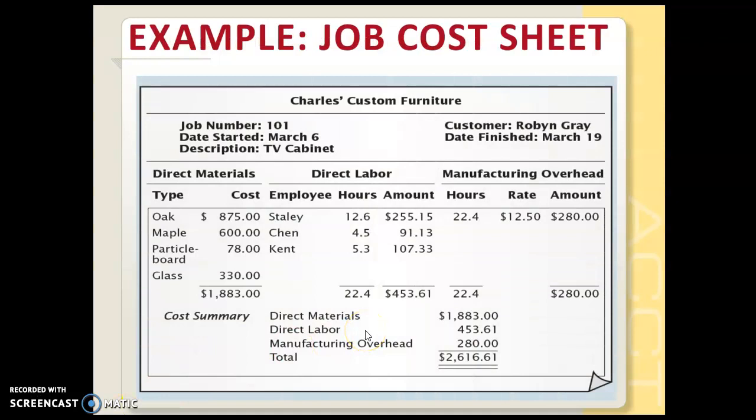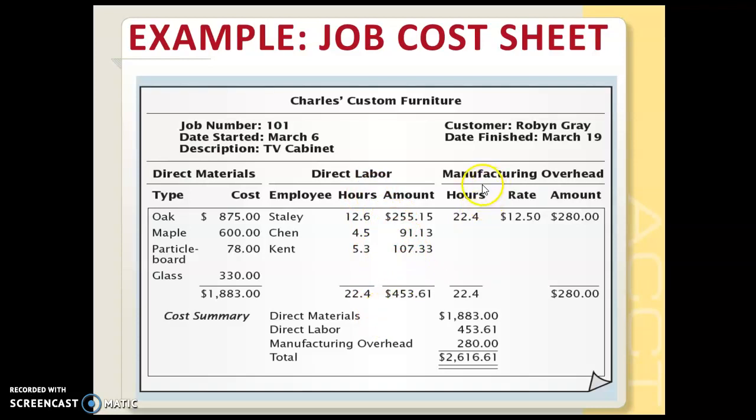So here is Charles Custom Furniture, and this is a job cost sheet for them. Up at the top, the job cost sheet gives us basic information: the job number, when we started it, what it is, who the customer is, and if we finish the job, that date will also be put in there as well. And then it's divided out into direct materials, direct labor, and the overhead section. Direct materials includes all of that. Direct labor comes from the time ticket analysis sheets, and that's all on there as well.